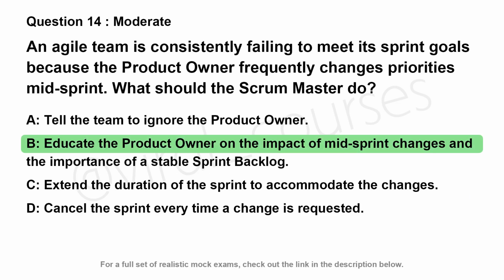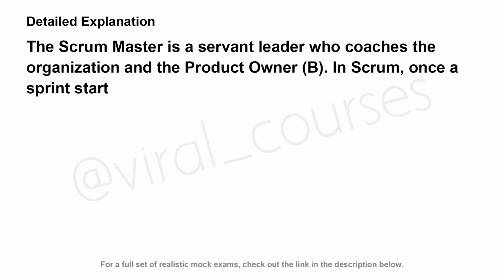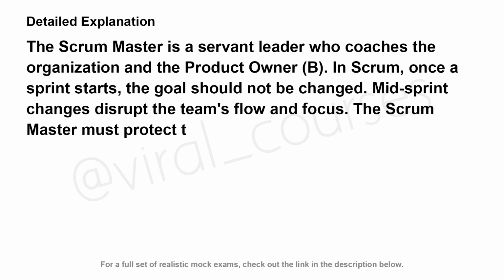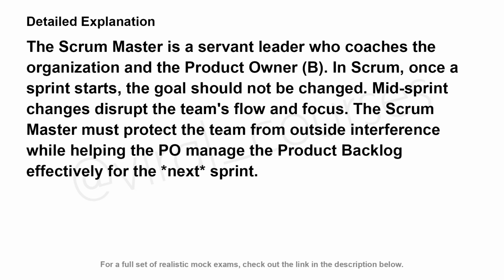The correct answer is B. The Scrum Master is a servant leader who coaches the organization and the product owner. B. In Scrum, once a sprint starts, the goal should not be changed. Mid-sprint changes disrupt the team's flow and focus. The Scrum Master must protect the team from outside interference while helping the PO manage the product backlog effectively for the next sprint.